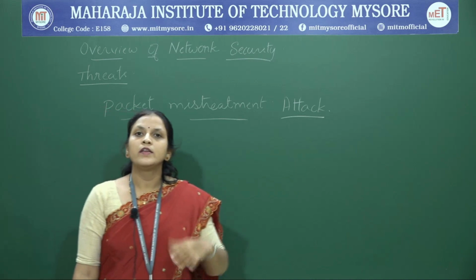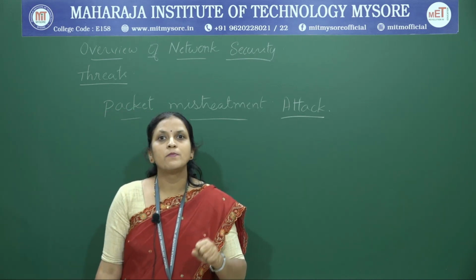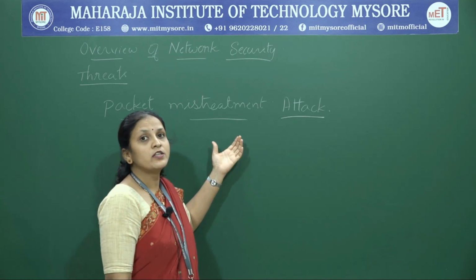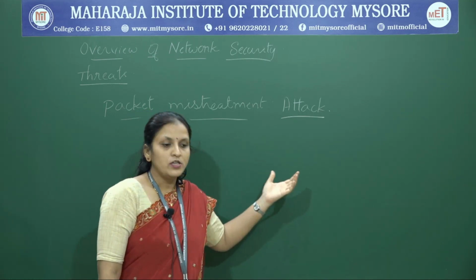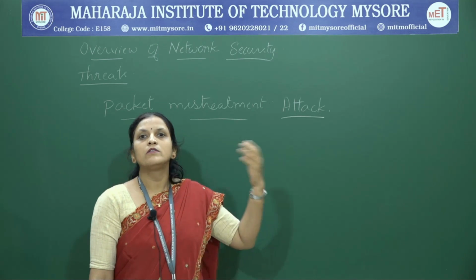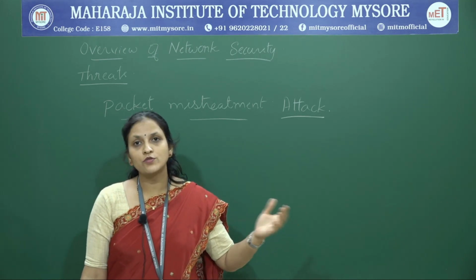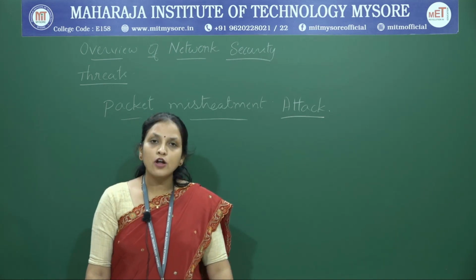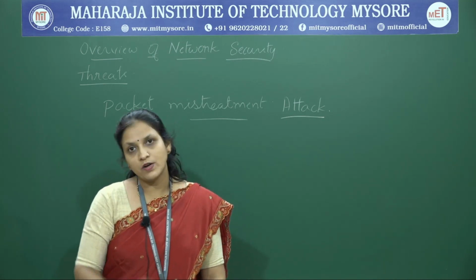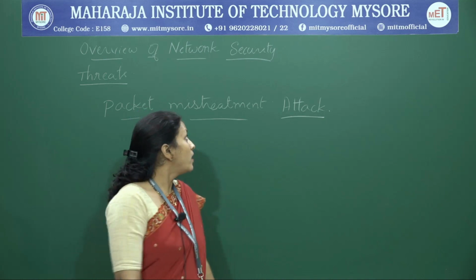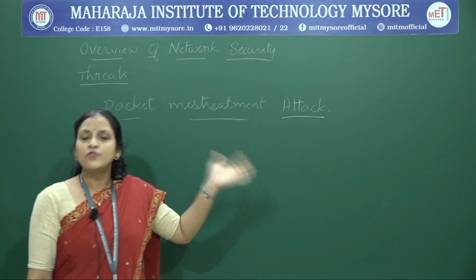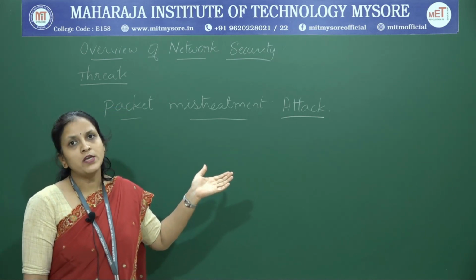A hacker can get access to the packet, and he can mistreat that packet either with the information inside the packet or the routing information, so that it can be routed to a different destination which is not of concern to that particular data packet. This is about packet mistreatment attack, and it is very difficult to detect.